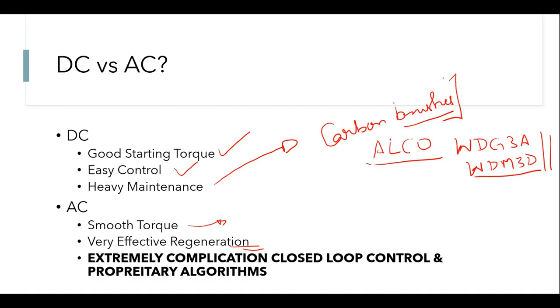But the problem with this is that you have extremely complicated closed loop control algorithms. If any one of you goes on to one of these locomotives like WAG9 or WDG4D, you would find just behind the driver's console a series of electronic cards. These electronic cards constitute a very complicated and powerful computing system which makes sure that your alternating current based motors continue to function normally. So it takes a great deal of effort to make sure that it functions smoothly.